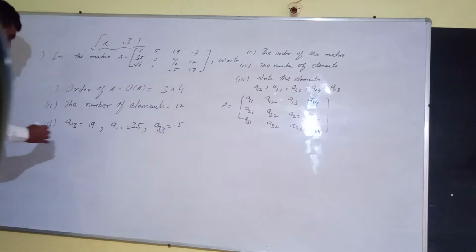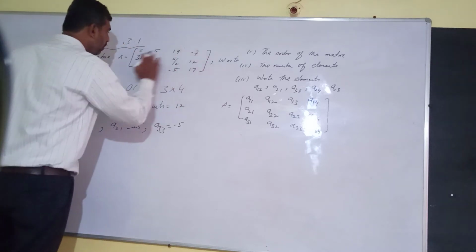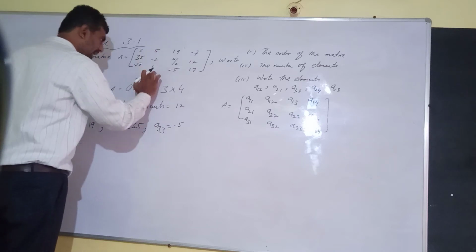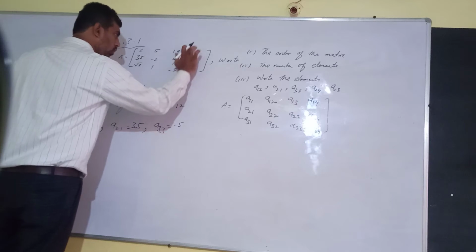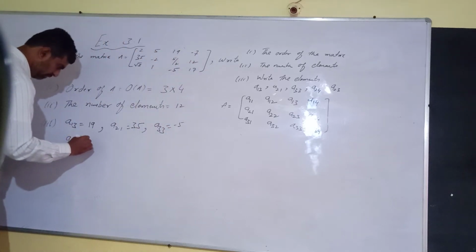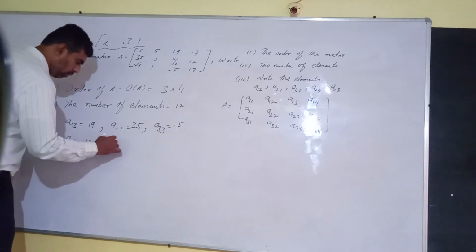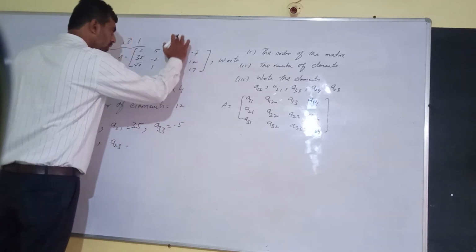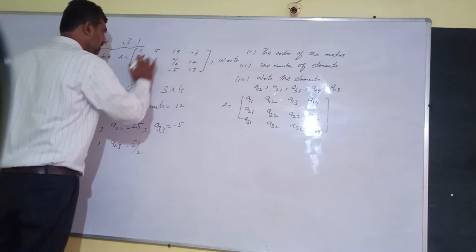Now second row, fourth column. Second row: first column, second column, third column, fourth column. Second row, fourth column. 12. Now, the last one is second row, third column. Second row, third column. 5. See, second row, first, second, third.